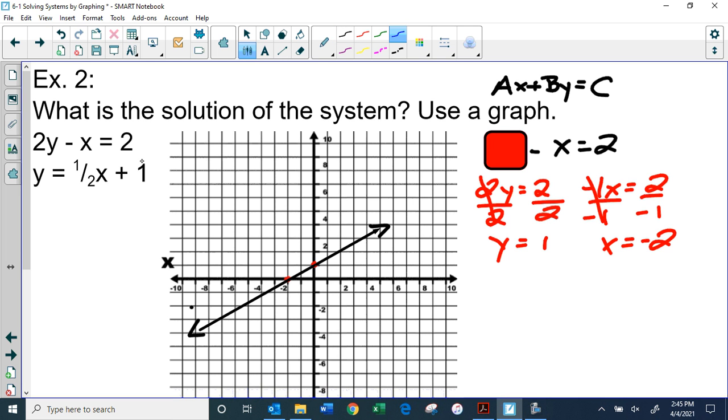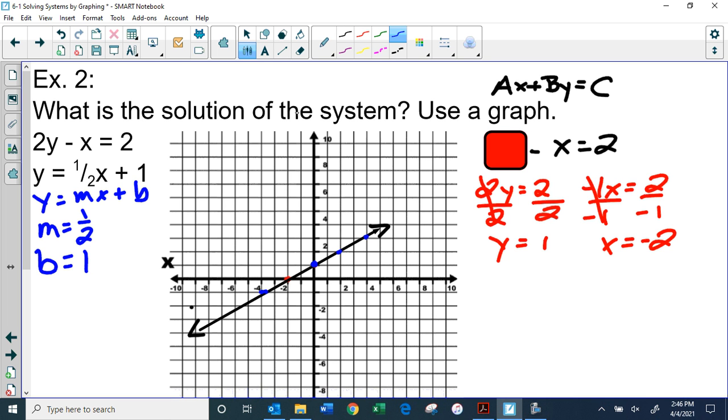The other equation is in slope-intercept form. Y equals mx plus b. So the slope is 1/2. It's a positive slope, it's leading to the right. And the y-intercept is 1. So it crosses the y-axis at 1. Okay, well that's really nice. There's my solution right there. And the slope is 1/2. So I rise 1, I run 2. Okay, well, guess what? They end up being the exact same line.